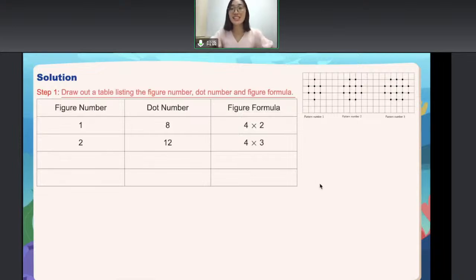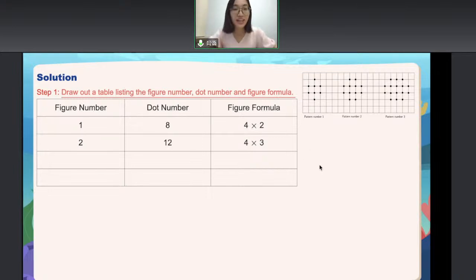Okay, so now you see, this is step 1. Draw out a table to list the figure number, dot number, and the figure formula. Actually, here I already show you the first 2 figures. When it is the first figure, you can see there are 8 dots. And if it is the second figure, we need 12 dots in total. Okay, and following this, everyone, please take out your pencil and try to fill in the table with Teacher Apple.